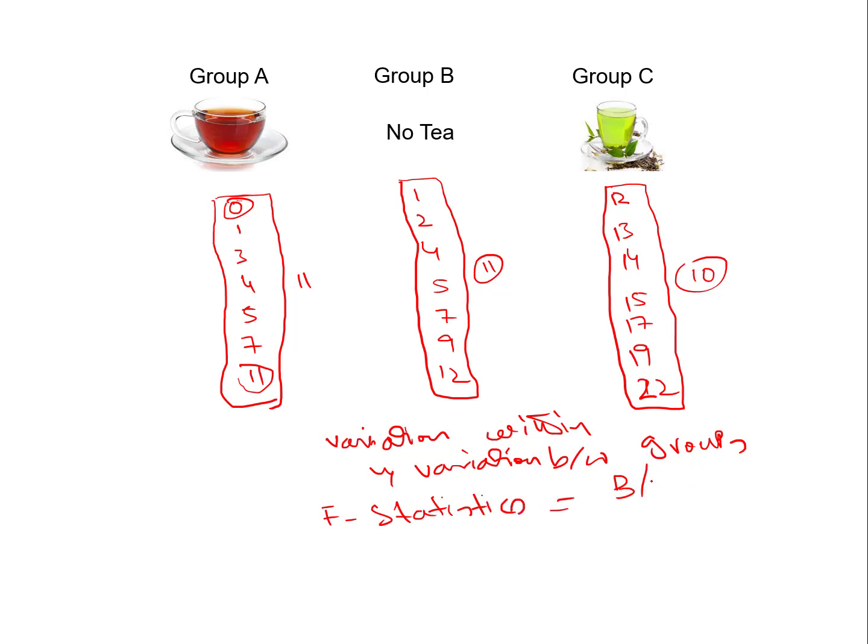Between group variation, divided by within group variation. So this is basically the ratio. If most of the variation comes from within group, so in this example the variation within group is more identical, all the ranges are similar, so there is no difference. In this case we will not reject the null hypothesis.